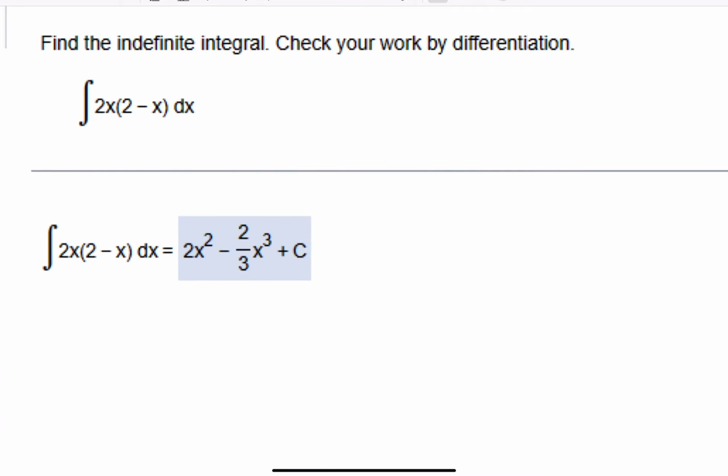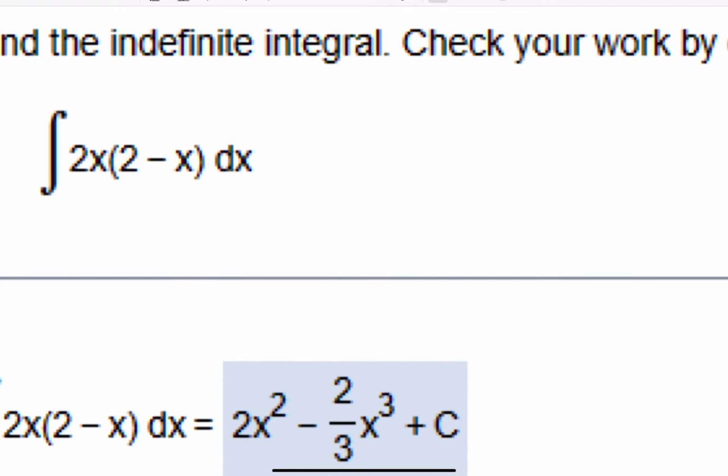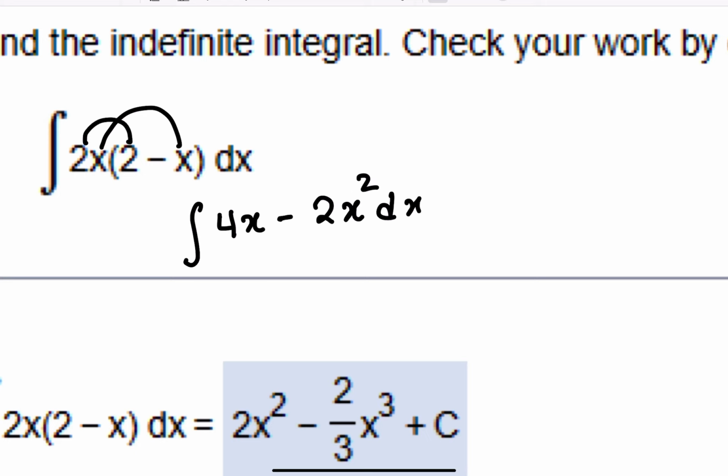Now let's go ahead and find the indefinite integral, and they're asking us to check by differentiation. I always like to check because it's very important. Okay, first step, I'm going to distribute. I don't like to complicate things. So this is the integral of 4x minus 2x squared dx.